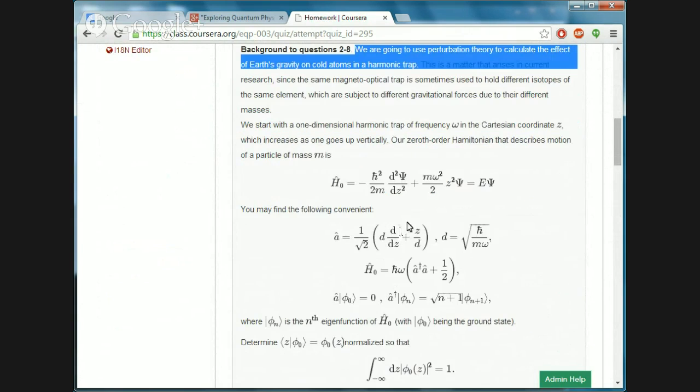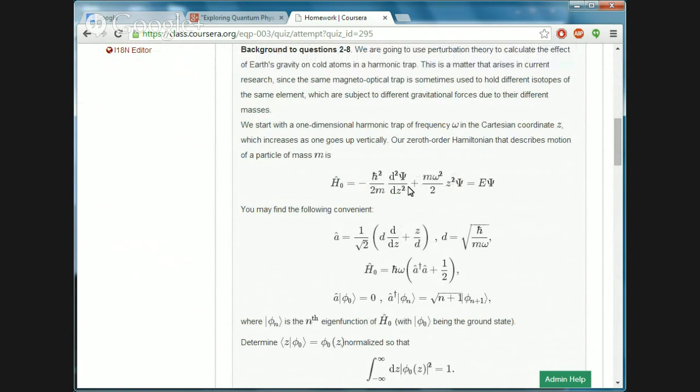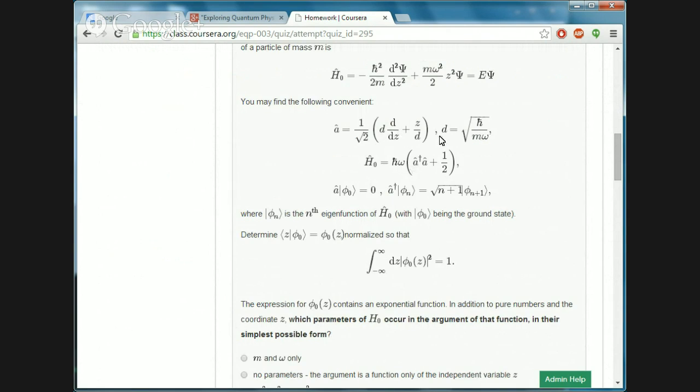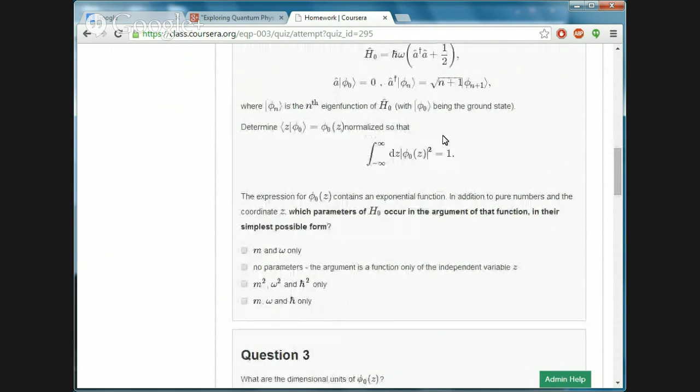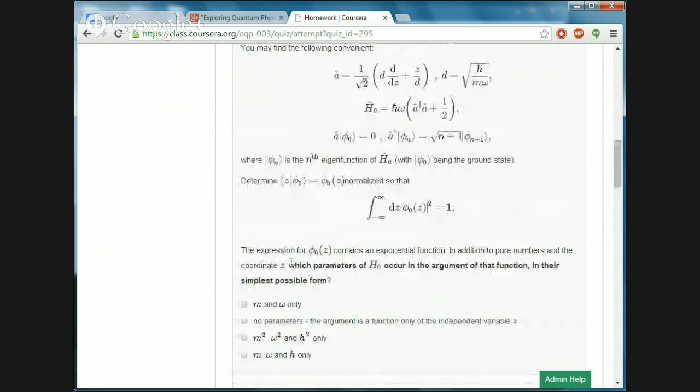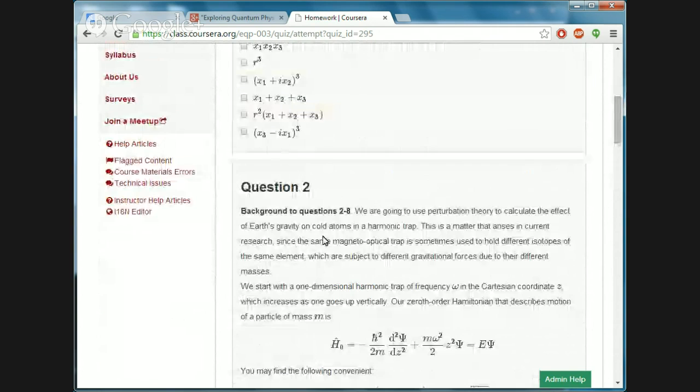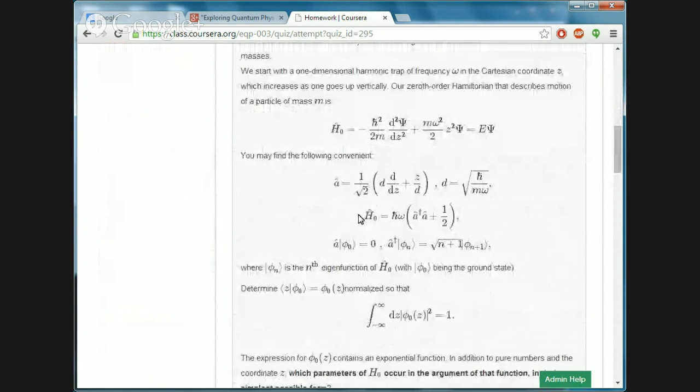Okay, so here's the original Hamiltonian. It's a one-dimensional trap, just for simplicity. There's a harmonic oscillator potential. Here's some definition of the raising and lowering operators, stuff like that. Okay, and so this is a multi-part question.